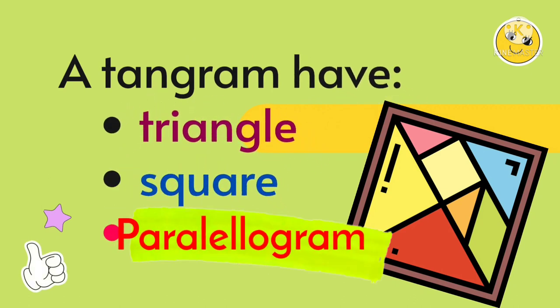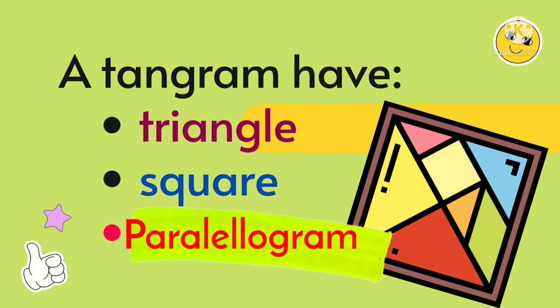Okay, Tangram has triangle, parallelogram and square, and they have different colors. Okay, there is a big triangle and a smaller triangle. Okay, each shape has a different color.